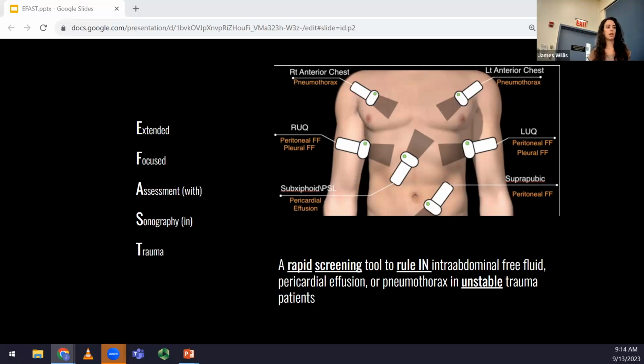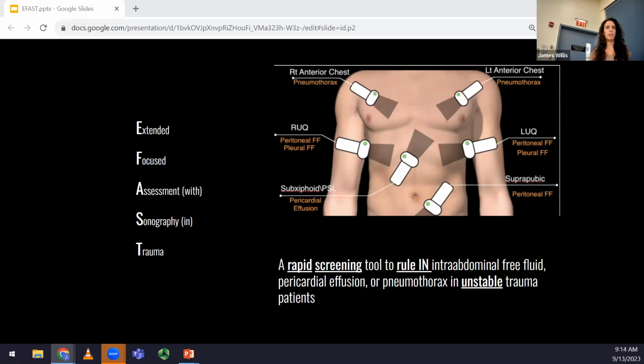Just one other thing to consider thinking about this definition. The use of EFAST is going to change based on your setting. So we are a level 1 trauma center. We have rapid access to CT scanners, and we have a trauma team available at all times. If you are in rural settings, wilderness settings, military settings where you do not have access to a CT scanner, this becomes a much more widely used tool.